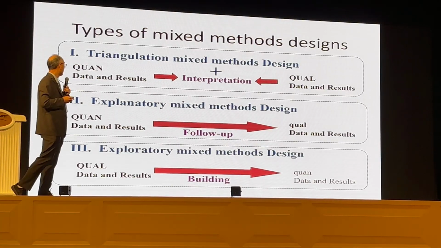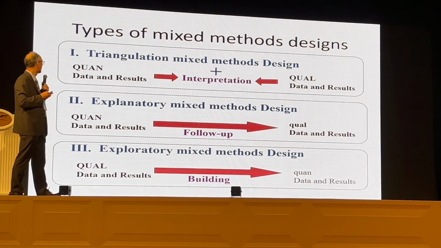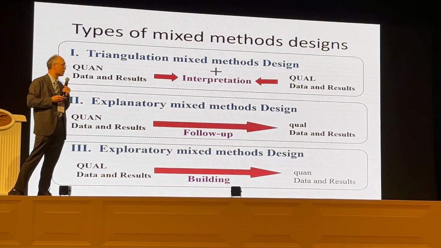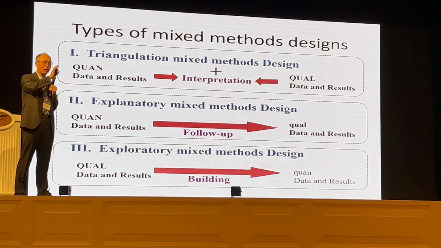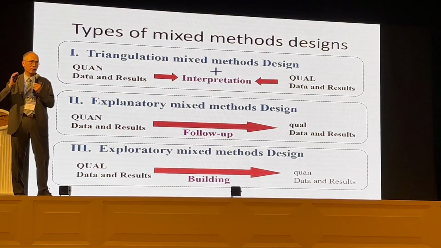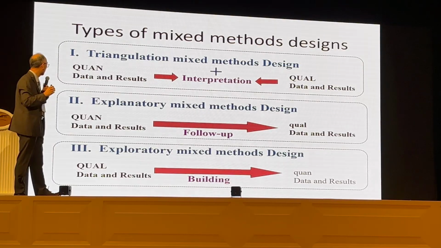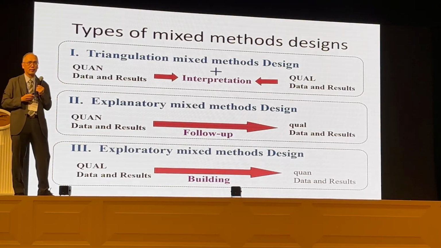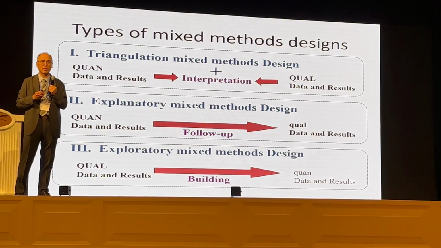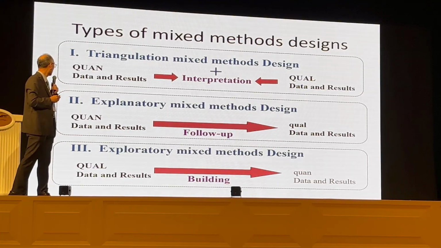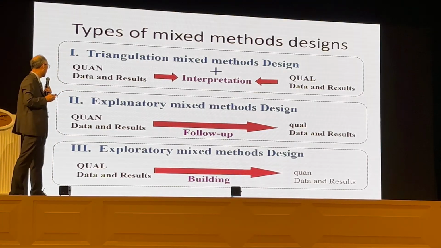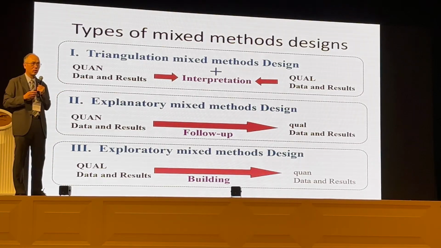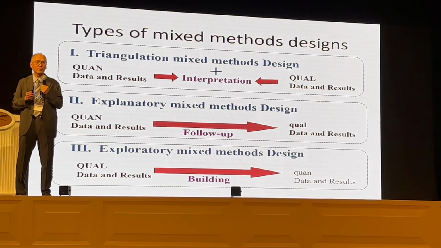So, types of mixed method design. The first one is called the triangulation mixed method design. You have the qualitative, you have the quantitative, and use both of them together to interpret your research. The second one we call the exploratory mixed method design. We do the quantitative first, then the qualitative later.